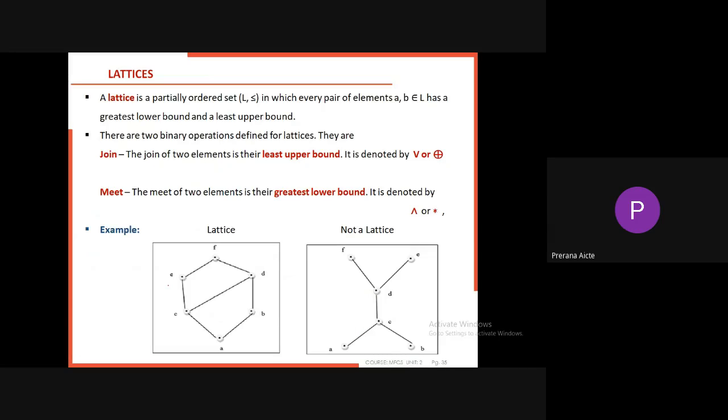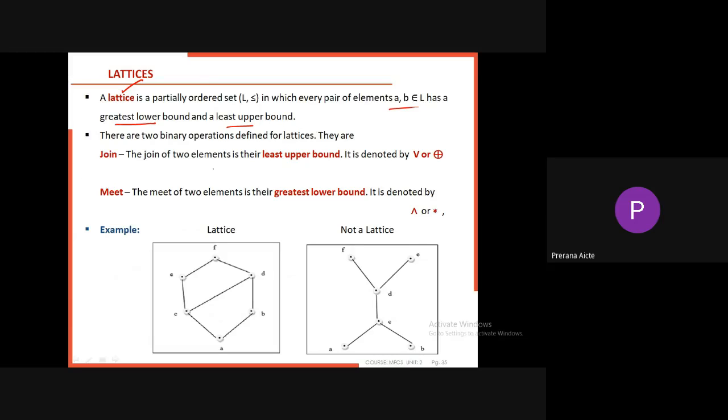What is actually this particular lattice? It is nothing but a partial order relation or partial order set, in which every pair of elements has a greatest lower bound and a least upper bound. Then that particular partial order set is going to be called a lattice. In that relation, for every pair of elements, let us say A, B, if you have a greatest lower bound and least upper bound, then that is going to be called a lattice.